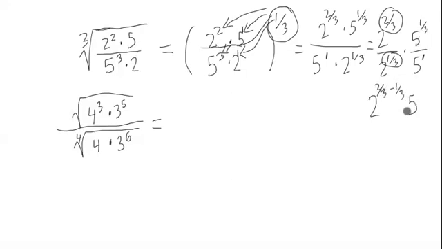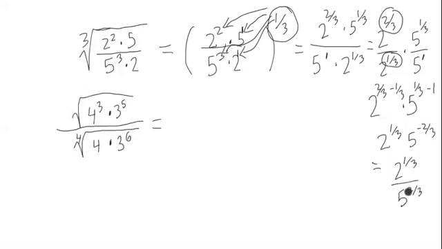Over here you have 5, and then you have this exponent, a third, minus this one, minus 1. So 2/3 minus a third is just a third. So that's 2 to the 1/3. And here this is 5 to the 1/3 minus 1, which is 5 to the negative 2/3, which you could rewrite as 2 to the 1/3 divided by 5 to the 2/3.